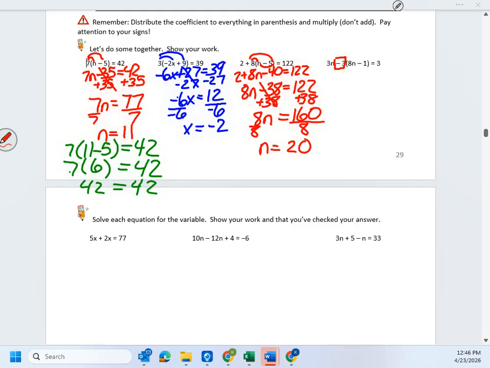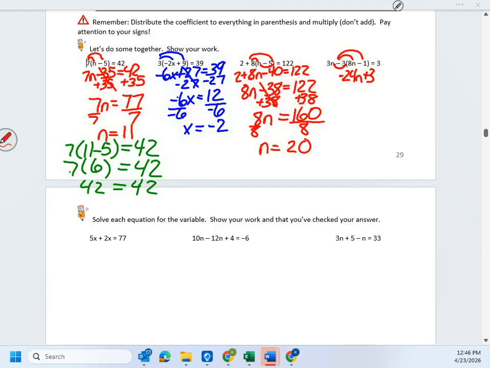Elliot. First you can do 3 times 8... and am I doing 3 times 8n? Or negative 3, because remember I said that operation stays with the number. So negative 3 times 8n and negative 3 times negative 1. Negative 3 times 8n is what? Make sure you keep that n with it. What's negative 3 times negative 1? Yeah, it's a positive 3.